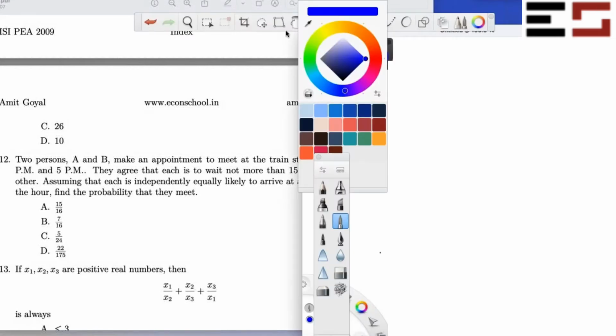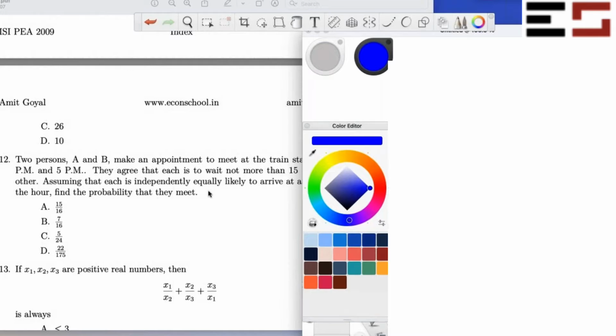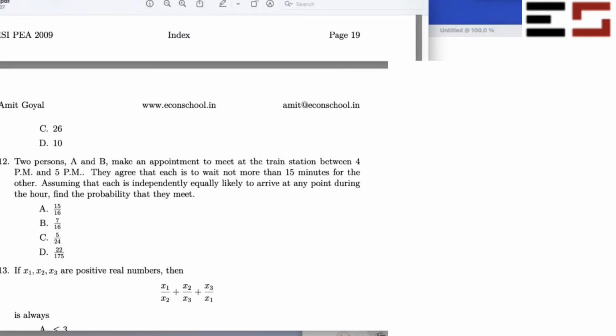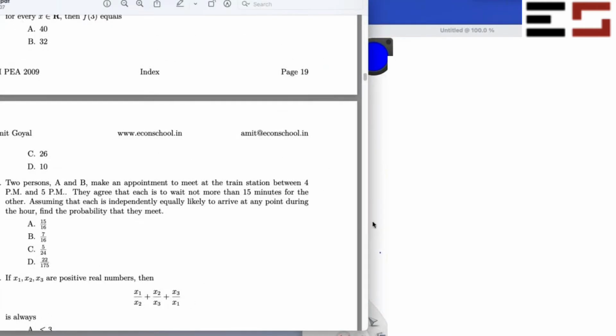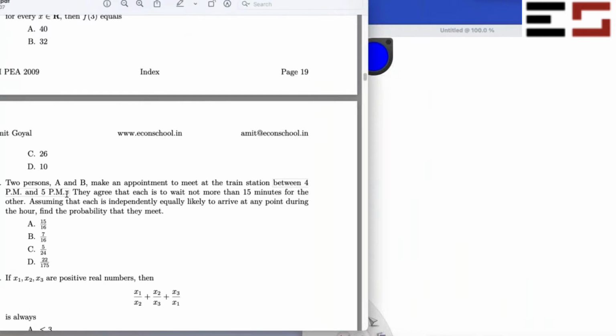Okay, so again, if you see this particular problem, it's actually about two random variables. Okay, and what are those random variables? Basically, the arrival time is a random variable because you don't know when they're going to arrive. So it's just the arrival time, which is a random variable. Okay, just read the question, all of you, first.